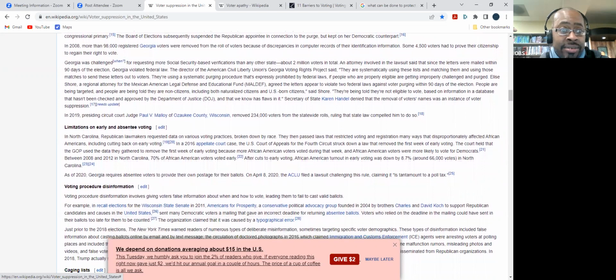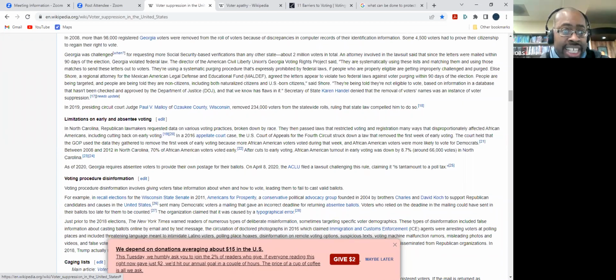In Wisconsin, for example, one county removed 234,000 voters. He said the ruling state law compels him to do so, but we don't know exactly what that state law is or if it actually existed. You might want to read up on this case.